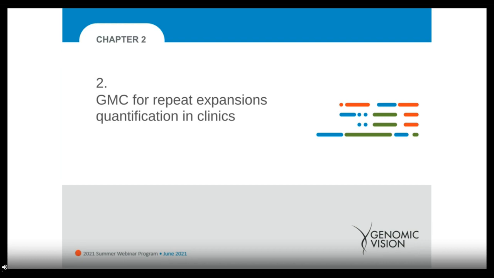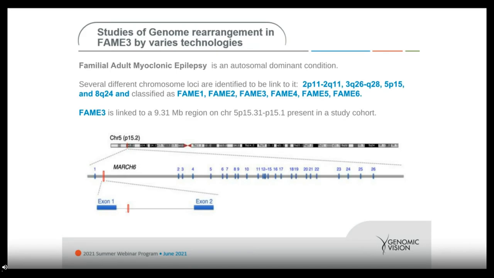In the second part of the webinar, I will introduce you to the opposite case, where we have repeat expansions between two introns. In this case, we again use patient samples from a specific disease called FAME3. FAME3 is familial adult myoclonic epilepsy, type 3. Indeed, this disease has different subtypes, from 1 to 6, according to the specific biomarker that brings the onset of the disease due to some modification.